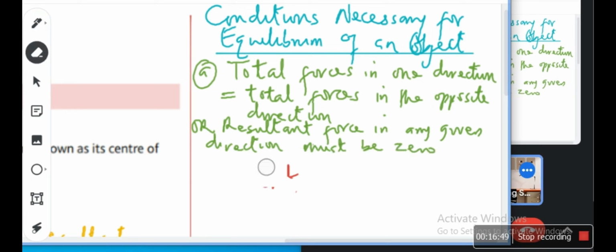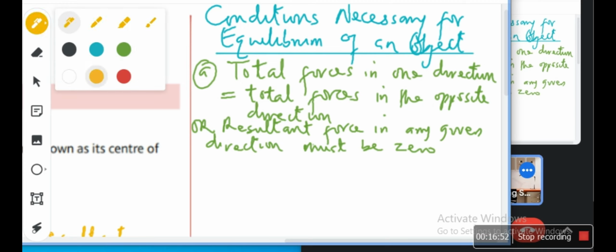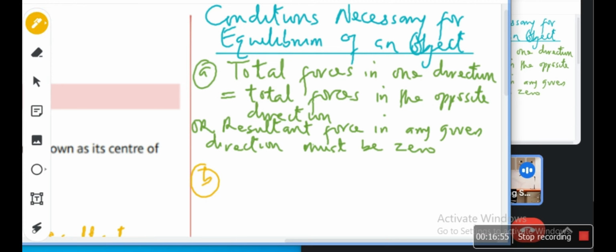Okay, the first condition, I'm going to write it in yellow. The second condition, do you remember the second condition? Who can remind me?